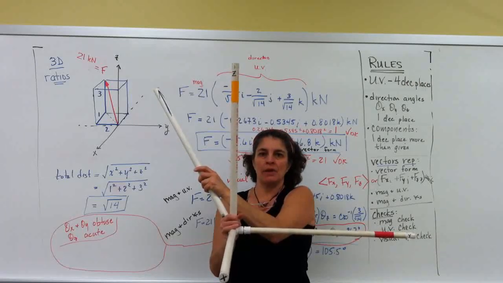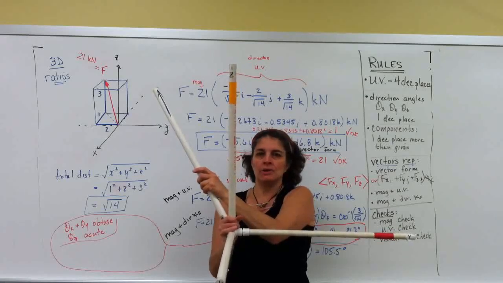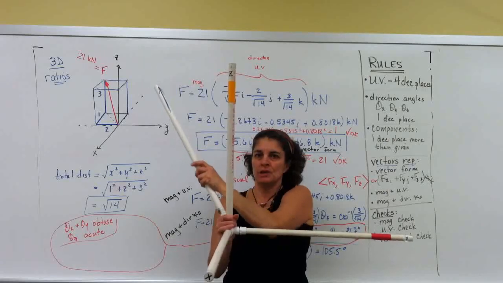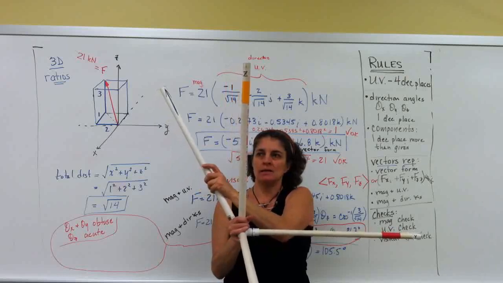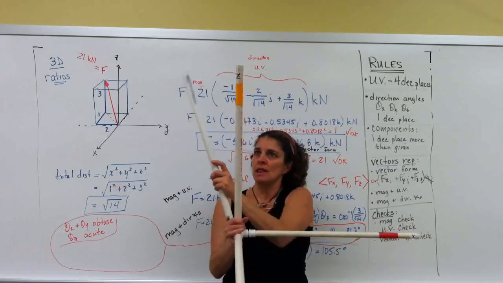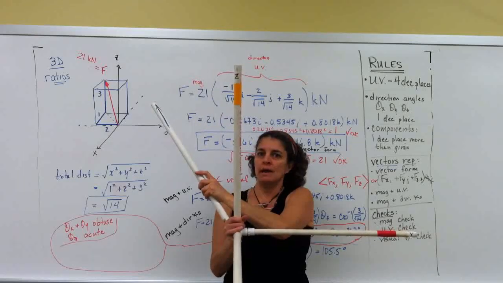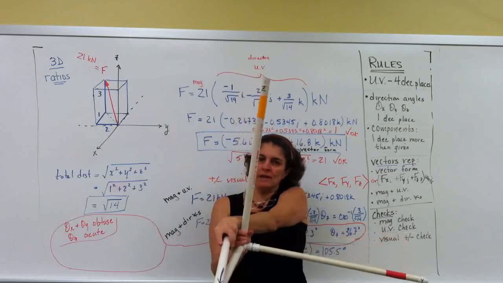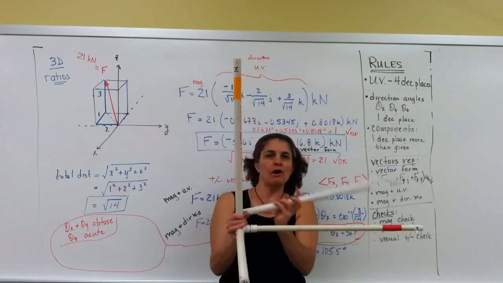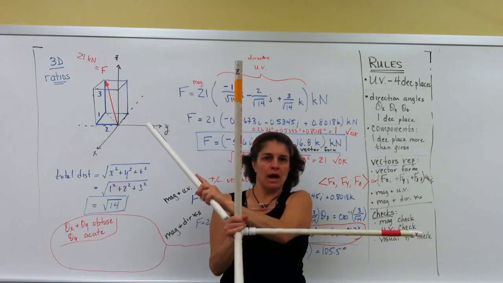So now let's think about theta x, theta y, and theta z. The theta angles, the direction angles, represent the angle between the force and the positive axis. Does it make sense that since the force is right here, this is my theta z? It is an acute angle. But because this force is so far from the x-axis and so far from the y-axis, it actually is obtuse there.